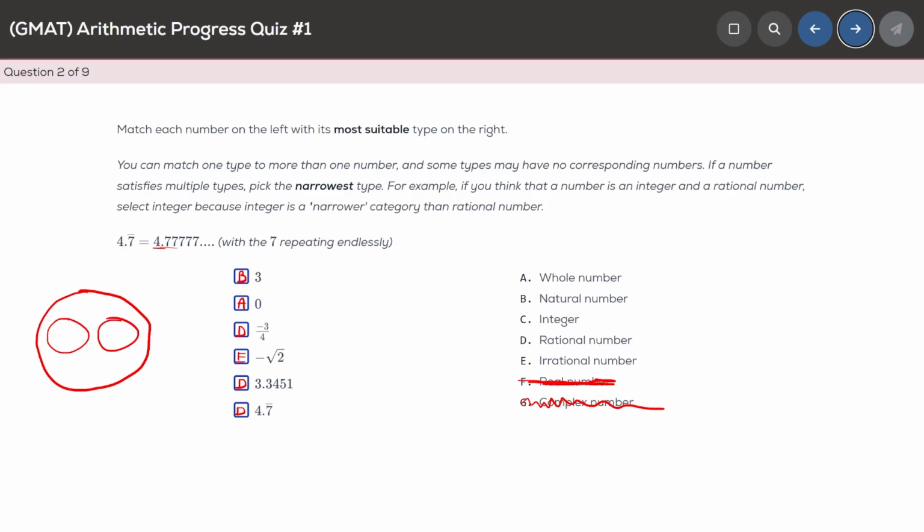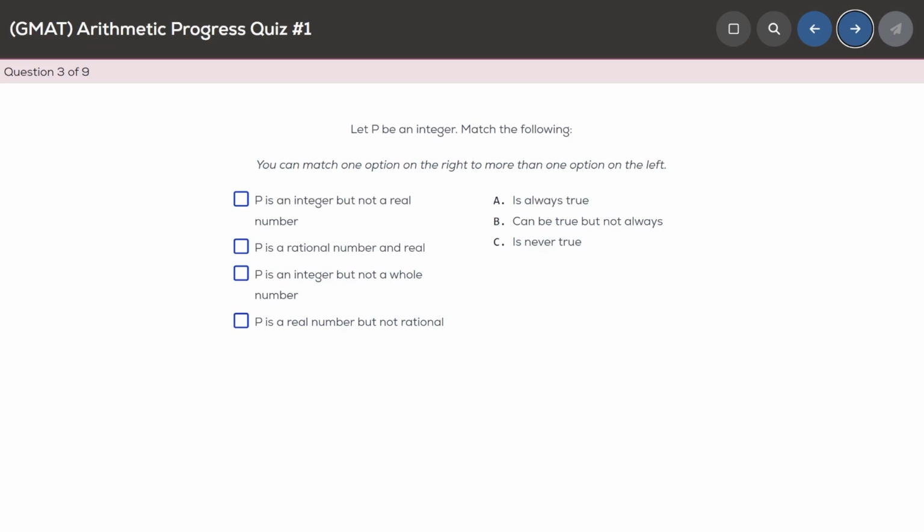Okay, let's move on to number 3. So in this one, we are matching whether this is always true, can be true, but not always, or is never true. So p is an integer, but not a real number. This is never true. Every integer is a real number, so that doesn't work. P is a rational number and real. Every rational number is a real number, so that's always true.